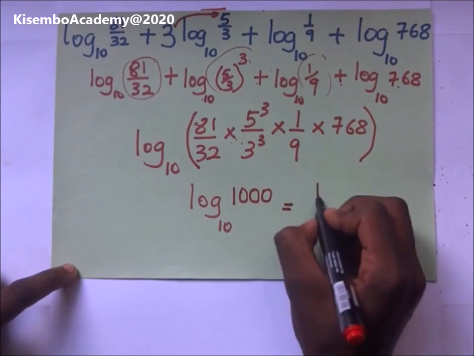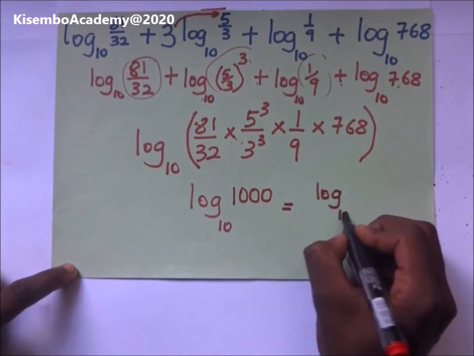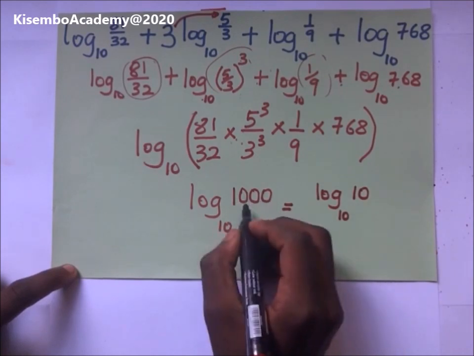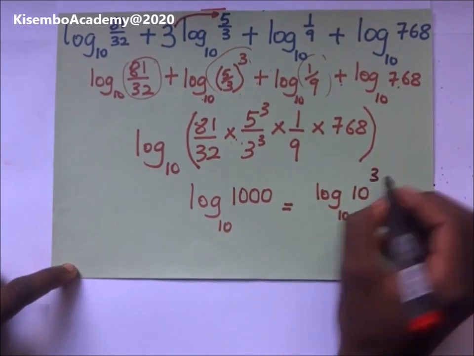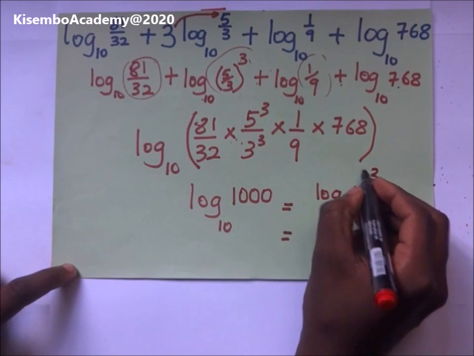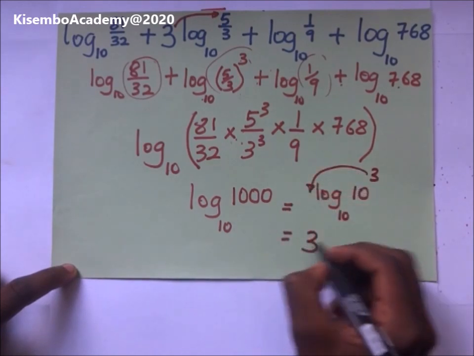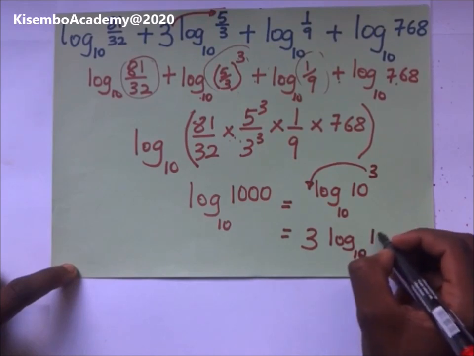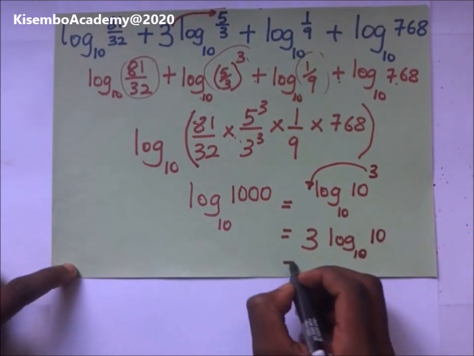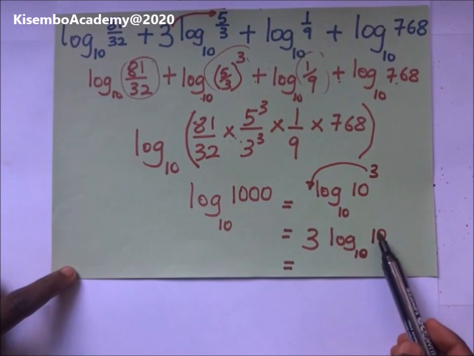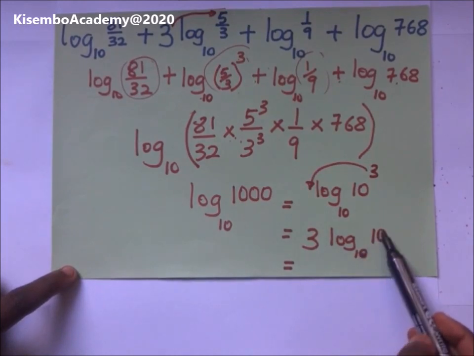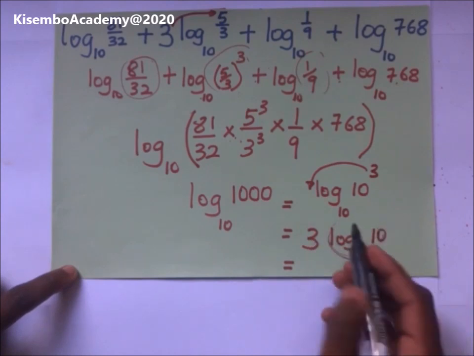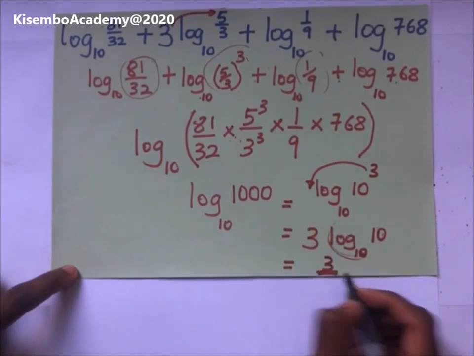Now this is the same as log to the base 10 of 10 to the power 3, because 10 to the power 3 is 1000. We are simplifying it further, and so when this 3 gets down here, it becomes 3 log 10 base 10. And any number with the same number as its base is equal to 1. So it's going to be 3 times 1, and the answer here is 3.